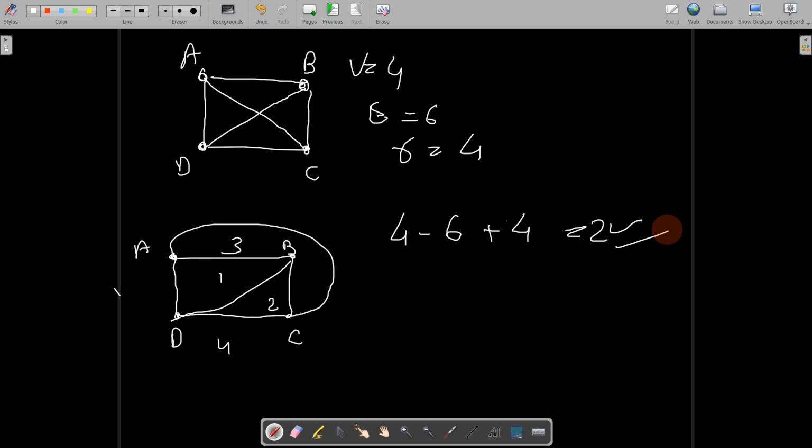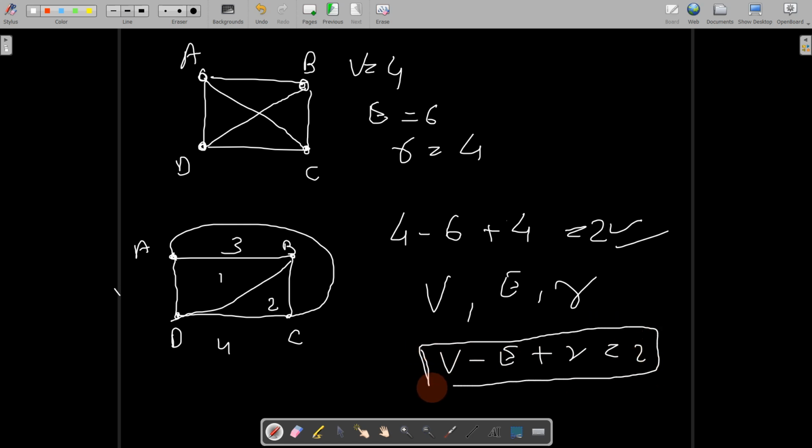Okay, now how do we prove this using induction? We will assume that this theorem is true for any v vertices. For v vertices, this is true. Okay, wait, with an eraser. For a graph having v vertices, e edges and r regions, we will assume that this condition, v minus e plus r equals 2, is true. We will assume that.